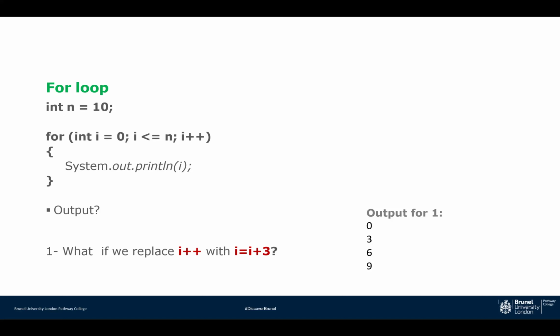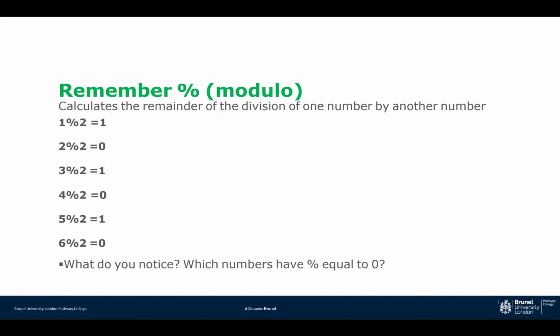Okay, let's continue. So now, do you remember modulo from lecture number 3? What does it give us? The remainder of division. So 11 modulo 3, what is it? 2. Why? Because how many 3s do I have inside 11? 3. And what is left? 2. That's why it's 2.